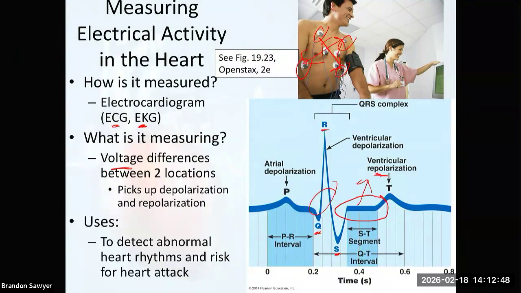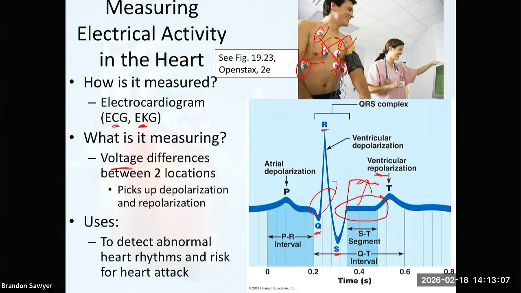STEMI, ST elevated myocardial infarction, right? So that's what it's talking about, that elevation in the ST segment. And a myocardial infarction is a heart attack, right? Yeah. Easy. It would just be like boop, like up here instead.